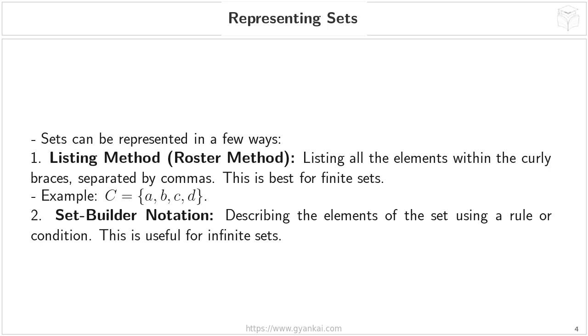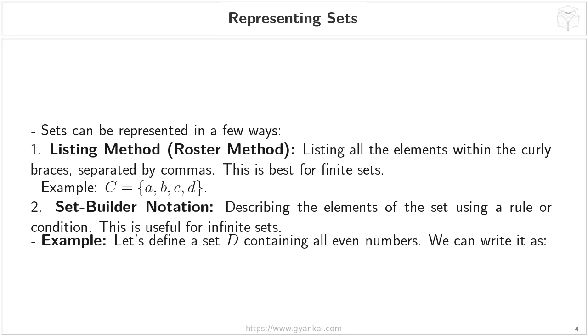Now, what if we want to define a set that goes on forever, like all the even numbers? Listing them all out would be impossible. That's where the second method comes in, set builder notation. Instead of listing everything, we describe the elements of the set using a rule or condition. Let's look at the example. We're defining a set D to contain all even numbers. We write it as D equals the set of all x such that x is an even integer.